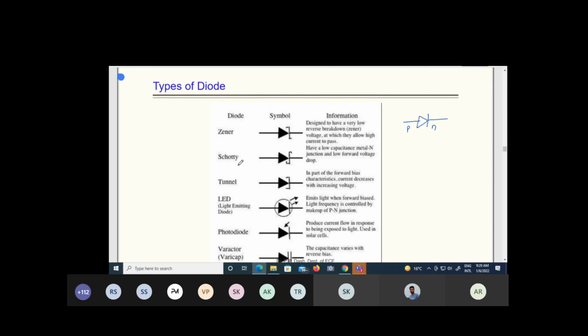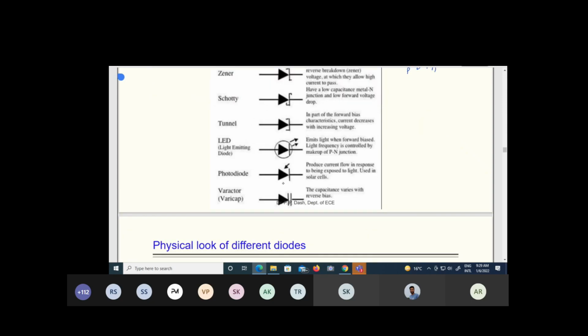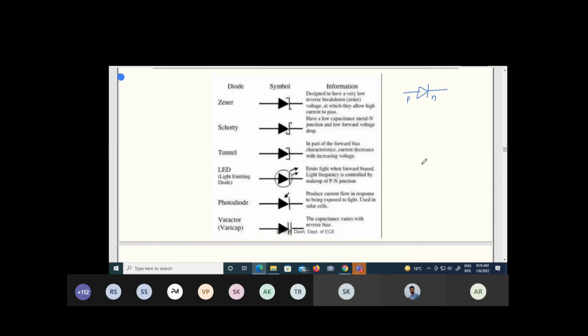This is the light emitting diode. This is called the photodiode, and the varactor diode. A lot of variations of diodes are there. But in your syllabus, you have to go for the normal PN junction diode and the Zener diode. We'll discuss these. The Schottky diode and tunnel diode are basically used for communication purposes, in circuits made for a transmitter or receiver.